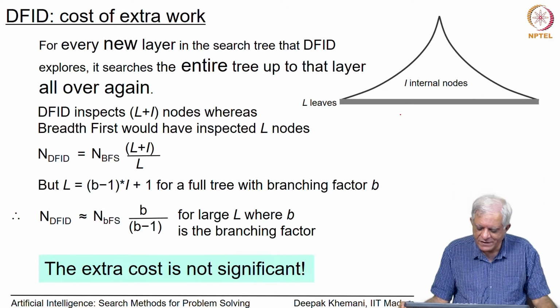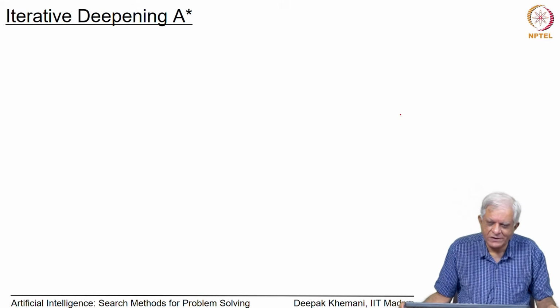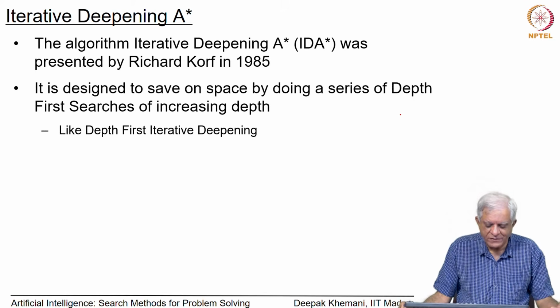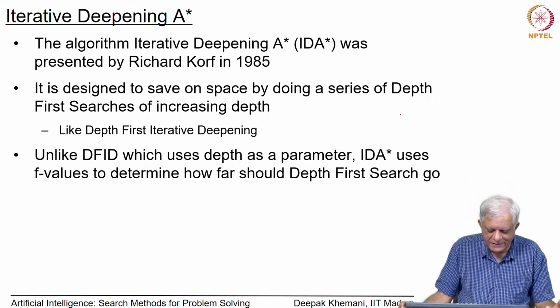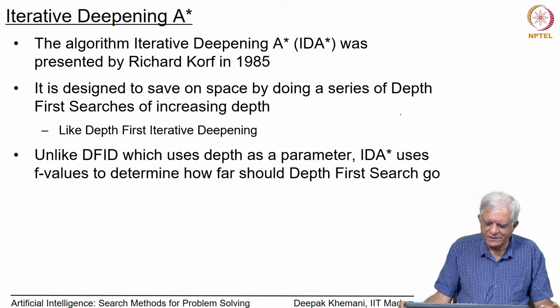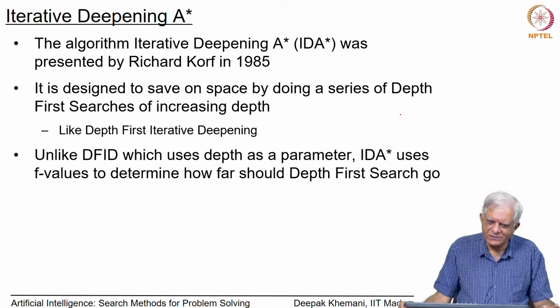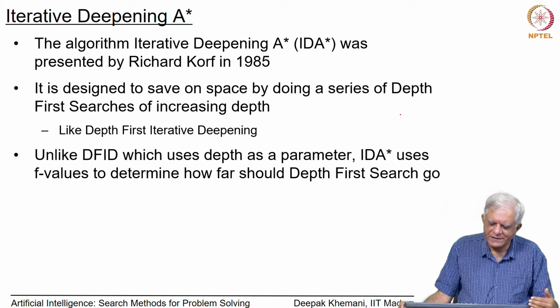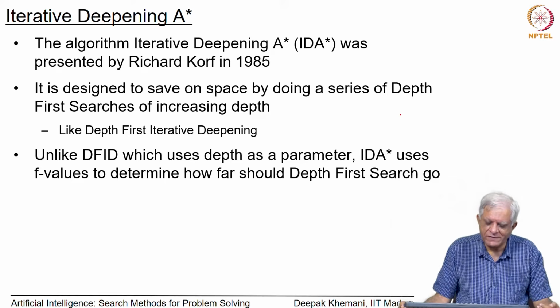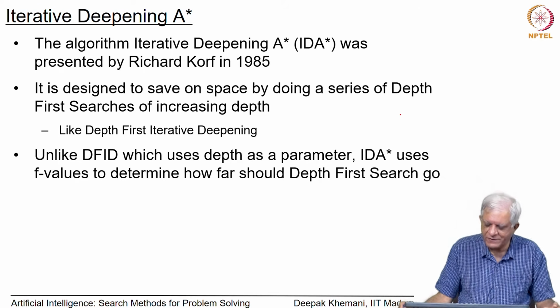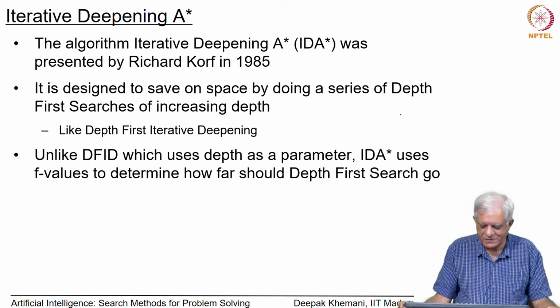So, it is clearly a motivation for devising a new algorithm, and this new algorithm is called iterative deepening A star. The algorithm was given to us by Richard Korf in 1985, and it is designed to save on space by doing a series of depth first searches of increasing depth, exactly like DFID. Unlike DFID, which uses depth of the node as a parameter, remember that when we were studying DFID and depth first search and breadth first search, we did not have edge cost. So, our notion of optimality was the length of the path, but now edges have cost associated with them. So, length of the path may not be the right idea, as we have observed that we have to have a different way of measuring the cost of the solution found.